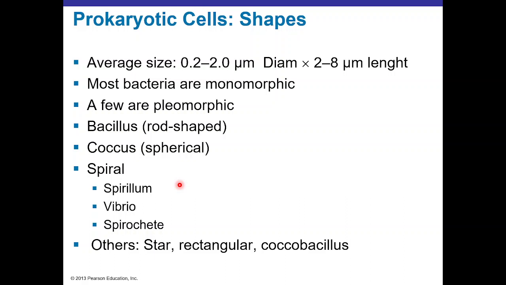Now, the shape will tell you what will be the name for the bacteria. So if the bacteria has a rod shape, it will be called bacillus. If the bacteria has a spherical shape, it will be coccus. If the bacteria has a spiral or helical shape, it can be called spirillum, vibrio, or spirochete. Other shapes can be like stars, or they can be rectangular, or they can be a combination of spheres and rods. So this will be called coccobacillus.